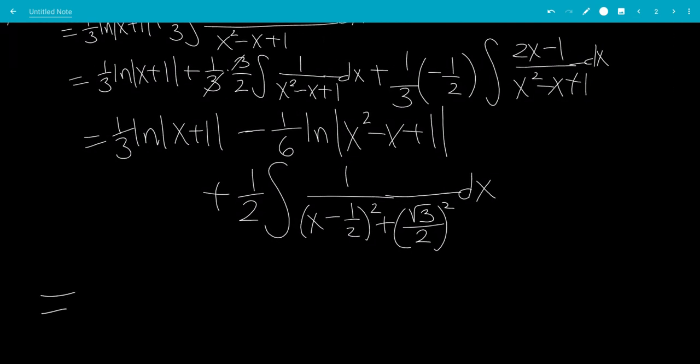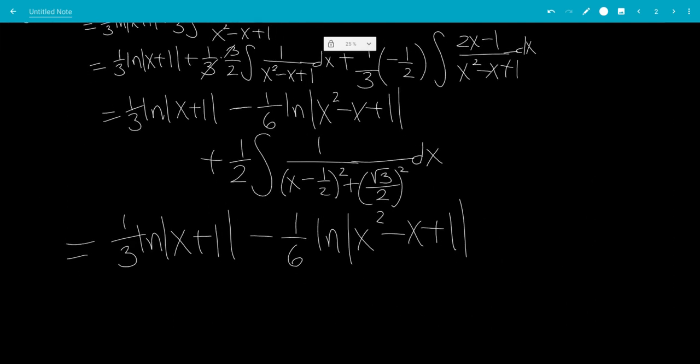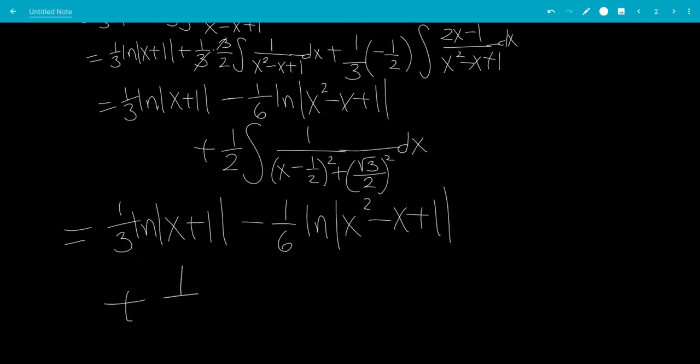So this will be 1/3 ln absolute value of x plus 1 minus 1/6 ln absolute value of x squared minus x plus 1. You can check on your own if the absolute value is needed for these. Plus 1/2. Okay, this integral. So if we let y equal x minus 1/2, dx is dy. So it's fine. So all we have is this. We have to divide by this. We divide by a. So that would be 2 over the square root of 3 when we divide by a.